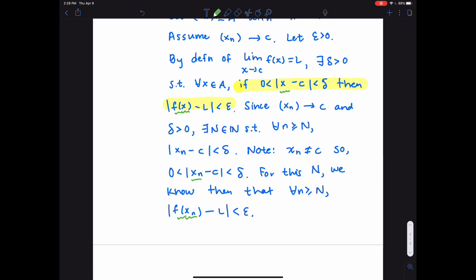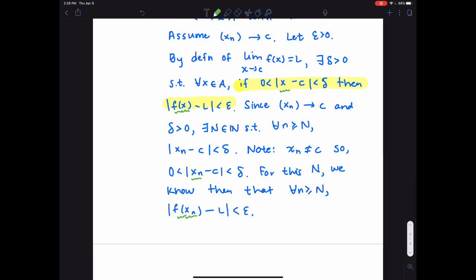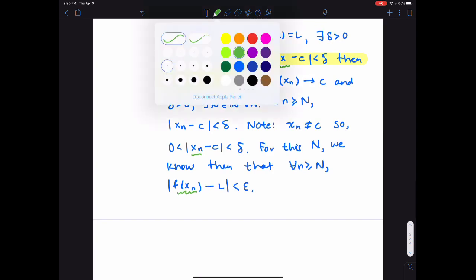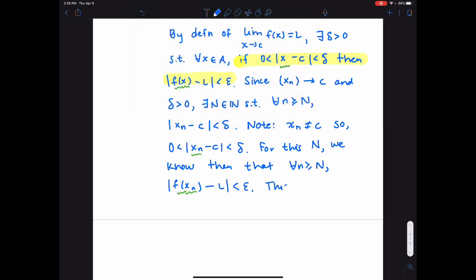Notice that what we've just written out here in this last sentence is exactly the definition of the output sequence converging to L. And so we've proven that given any convergent sequence of inputs going toward C, the outputs are going to have to go toward L, just using the epsilon delta definition.